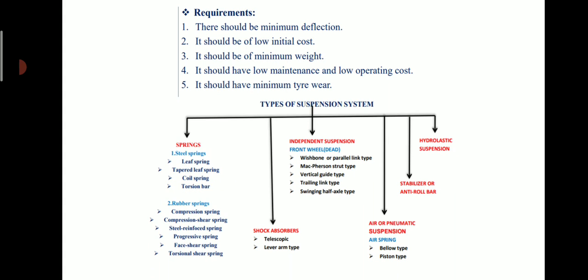So this is the classification that will show you the types of suspension system according to the spring, according to the shock absorber, according to the independent suspension type. After that, there is one type, hydrostatic suspension, stabilizers or anti-roll bar, and air or pneumatic suspension. So different types of springs are used in such type of suspension system.